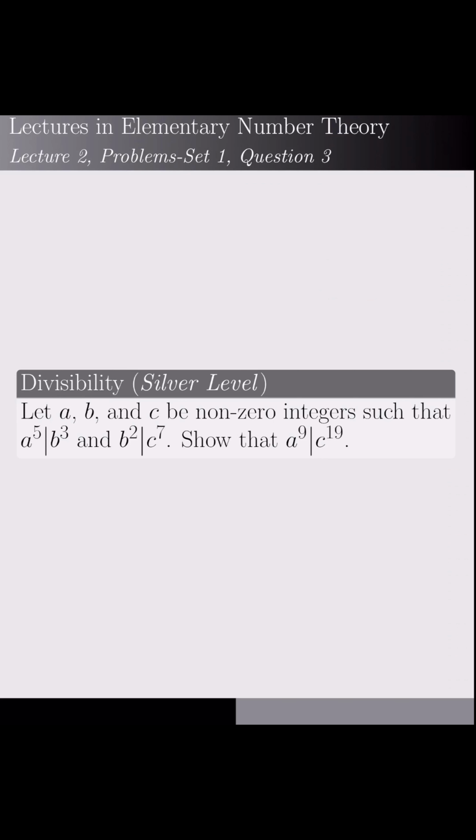Hello, in this video I'm going to solve question number 3, Problem Set 1, Lecture 2, Lectures in Elementary Number Theory. Let a, b and c be non-zero integers such that a to the fifth divides b to the third and b to the second divides c to the seventh. Show that a to the power 9 divides c to the power 19. Pause the video at this point and give it a try.